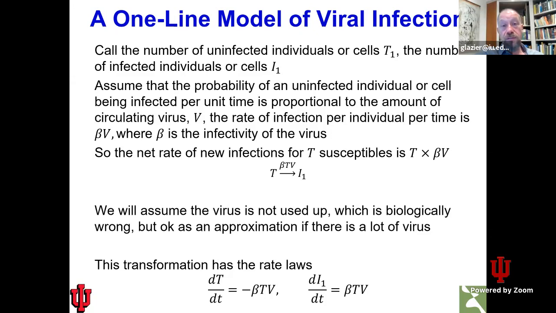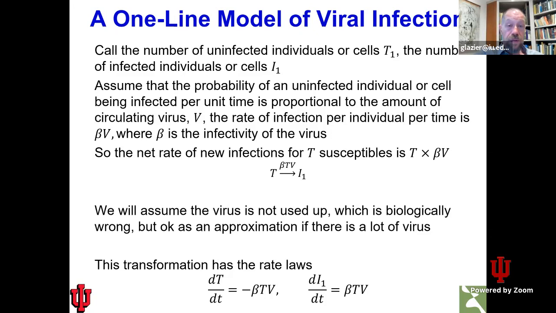And the rate at which an individual, whether that's a cell or a person, becomes infected is beta, a rate constant, which is the infectivity of the virus, times the amount of virus. So if I'm an individual, the probability per unit time that I get infected is beta times V. Beta times V is just a number. It's a parameter. And if I have T individuals, whether that's cells or people, the total number of new infections per unit time is the number of susceptible individuals, T, times beta V.